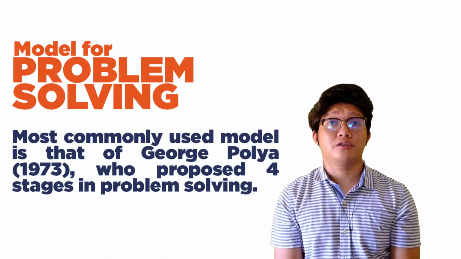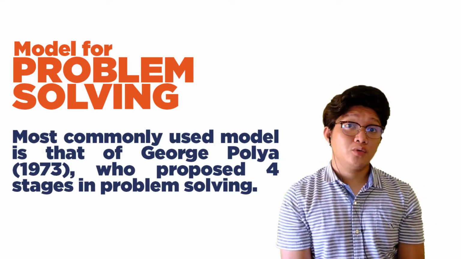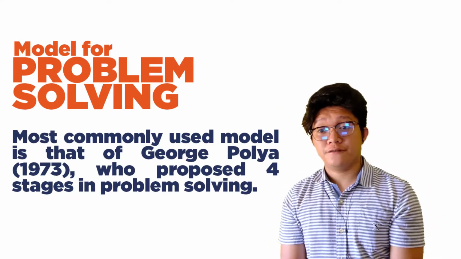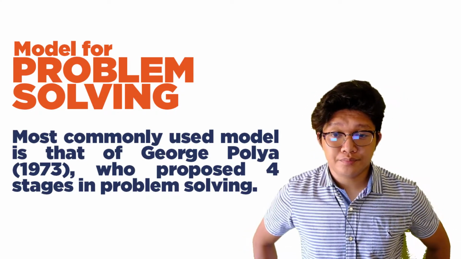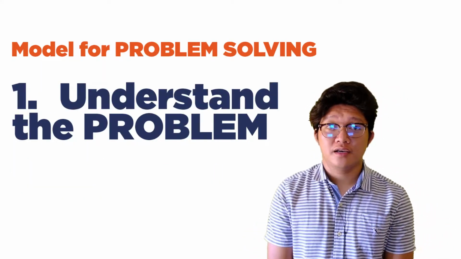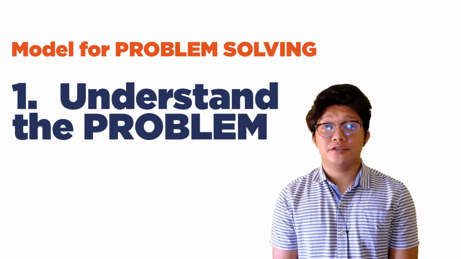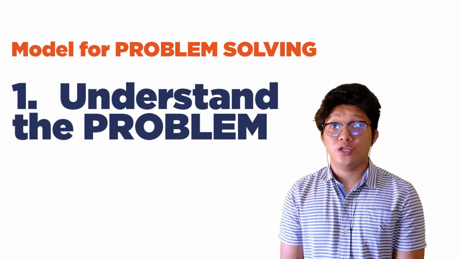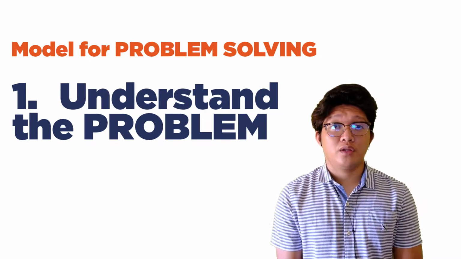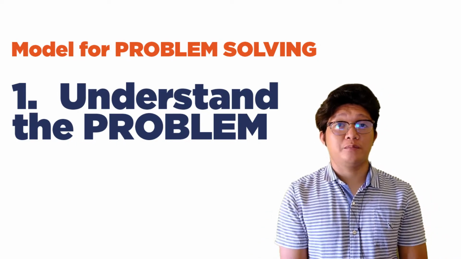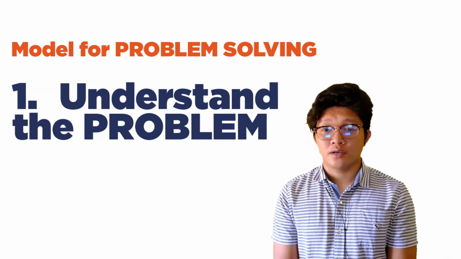Now, let's take a look at a model that can be used in problem solving. Actually, there are many models used in problem solving, but we will use the model of George Polya. It has 4 stages. Number one is understanding the problem. You need to know what the given facts are and what is required in order to solve the problem. What do you want to do?